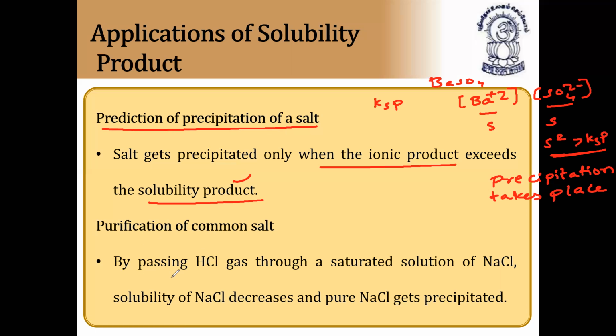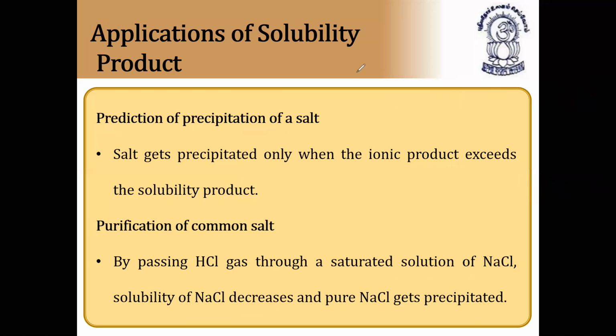Next, purification of common salt. By passing HCl gas through a saturated solution of NaCl, the solubility of NaCl decreases and pure NaCl gets precipitated. What is the common ion here? Cl minus. Due to the common ion, the solubility of sodium chloride decreases in the solution, so pure sodium chloride gets precipitated. So based on solubility, by adding a suitable reagent, we can decrease the solubility and make the salt separate out, that is, precipitate. In this way you have to do it. I think you understood clearly, and when you do numericals on this, you'll understand even better.